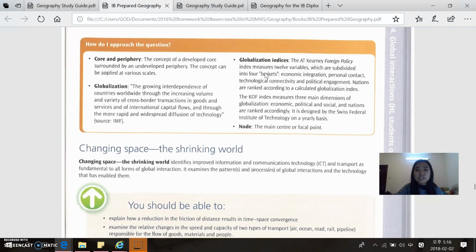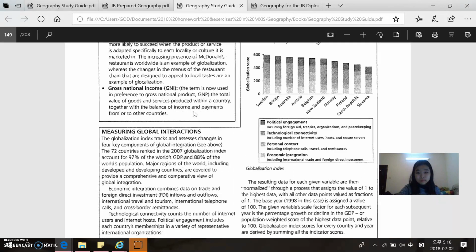Okay. And there are globalization indices. The AT Kearney Foreign Policy Globalization Index measures 12 variables, which are subdivided into 4 baskets: economic integration, personal contact, technological connectivity, and political engagement. Nations are ranked according to a calculated globalization index. Okay, so that's one of the globalization indices. I'll talk about it right now.